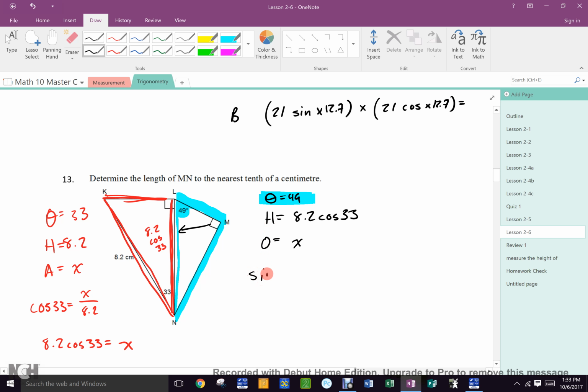What uses O and H? Sine. Sine of 49 equals x over 8.2 cos 33. How do I get rid of that on the bottom? 6.8. It is 6.8, isn't it? But if I wanted to get rid of that, couldn't I just multiply this? So wouldn't this side be 8.2 times cos 33 times sine 49 and get my x all in one shot? Everybody see what I'm saying?